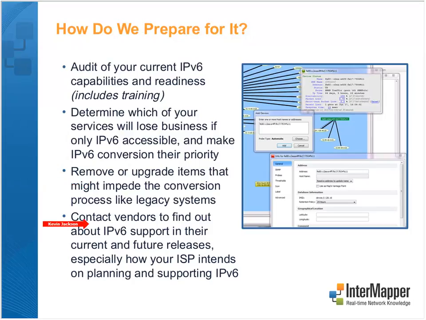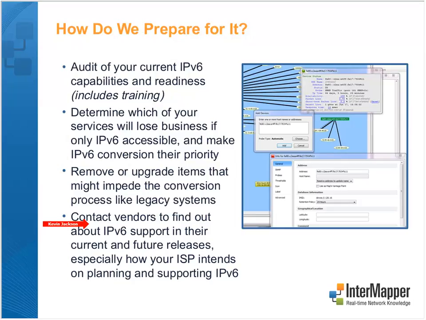Contact vendors to find out about IPv6 support in their current and future releases, especially your ISP. Very important. I think most importantly you want to make sure that your ISP supports the current version. That's the most important thing. And if they don't, you want to make sure that they have future releases or support for it in place. You want to make sure that you are not left out with a vendor that's not up to speed. So it's very important that you do the audit.